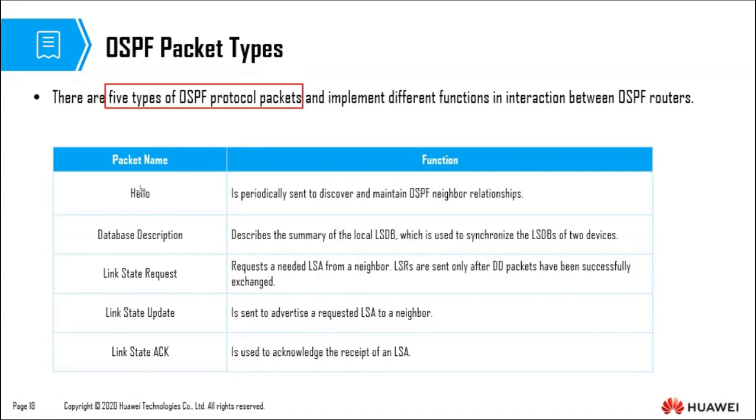The very first packet is called the hello packet. Hello packet is easy to remember. The hello packet is used to discover the neighboring routers and is also used to maintain OSPF neighbor relationships. So to discover, when you configure an interface with OSPF, you enable OSPF on that interface, it starts sending hello packets. The destination IP address of that hello packet is the multicast IP address.